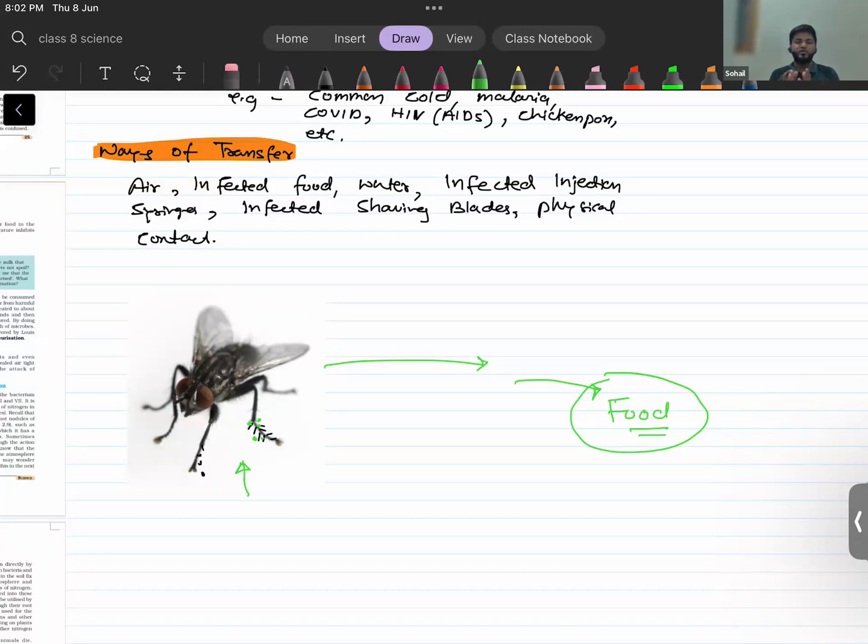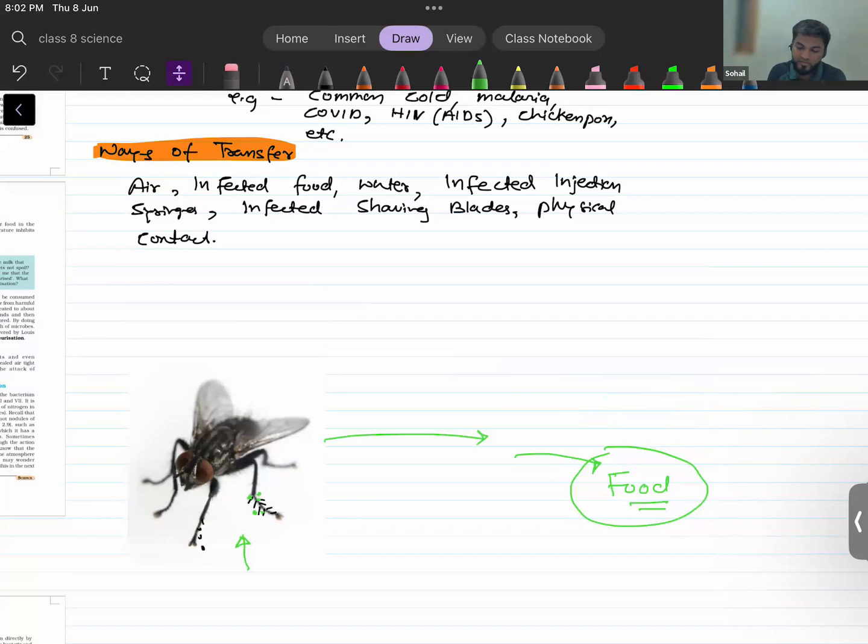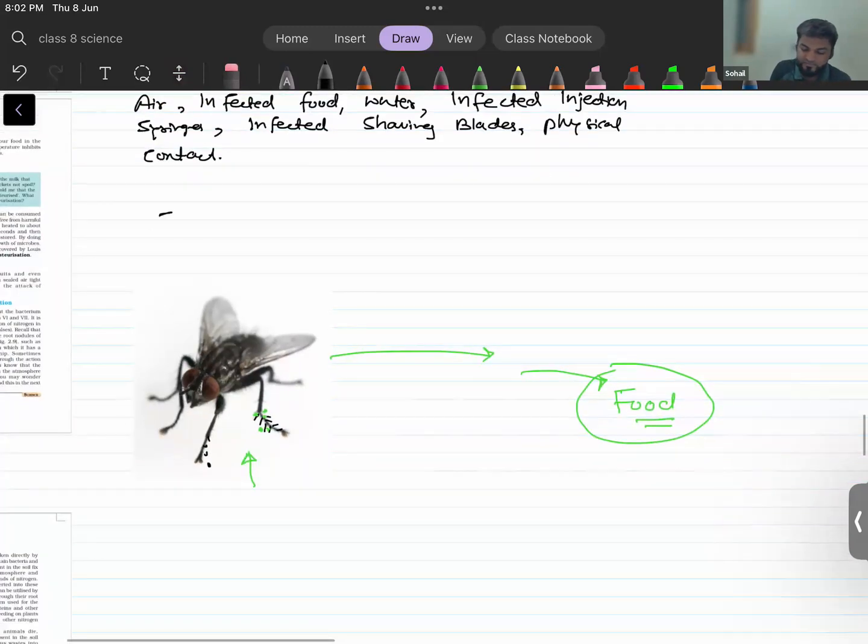So their only role is to transmit the microorganisms to the food or to water, or basically any component which is being consumed by the humans, without they themselves getting infected from the disease. So we say carriers of disease.